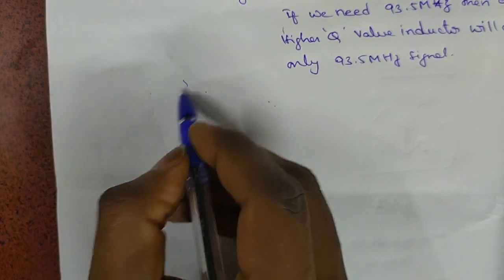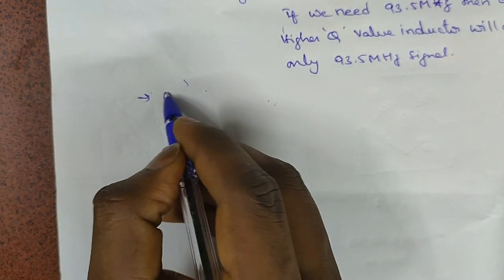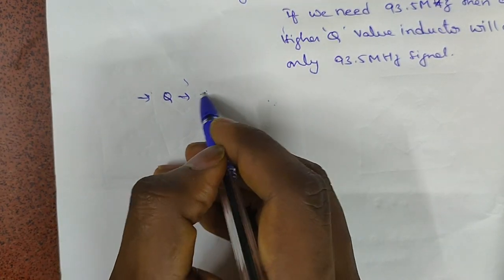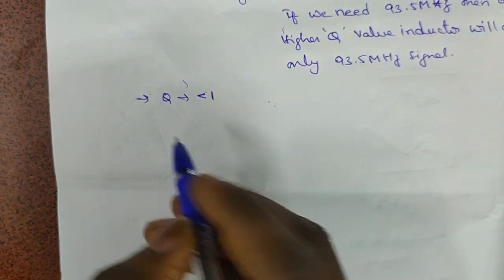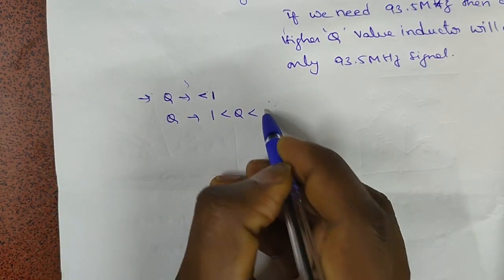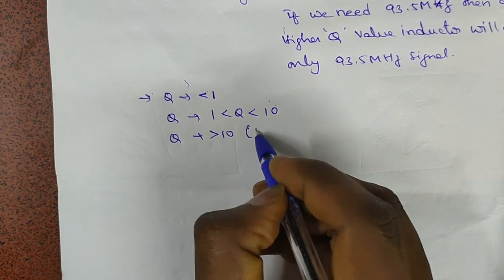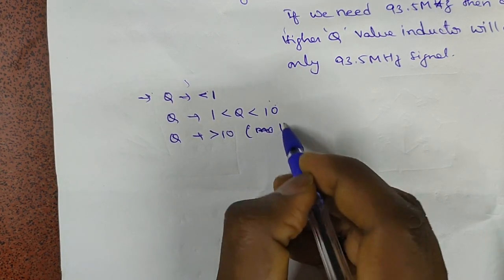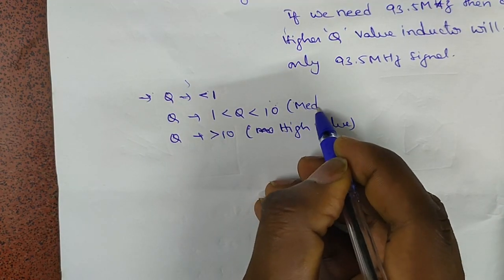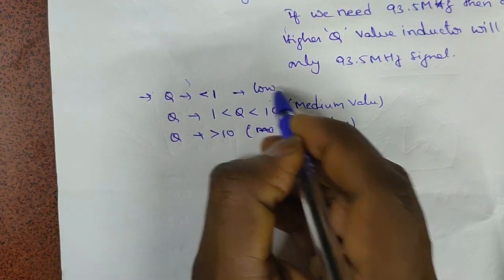Typical Q values considered are: when Q value is less than 1, it is low value; when Q is between 1 and 10, it is medium value; and Q greater than 10 is considered as high value.